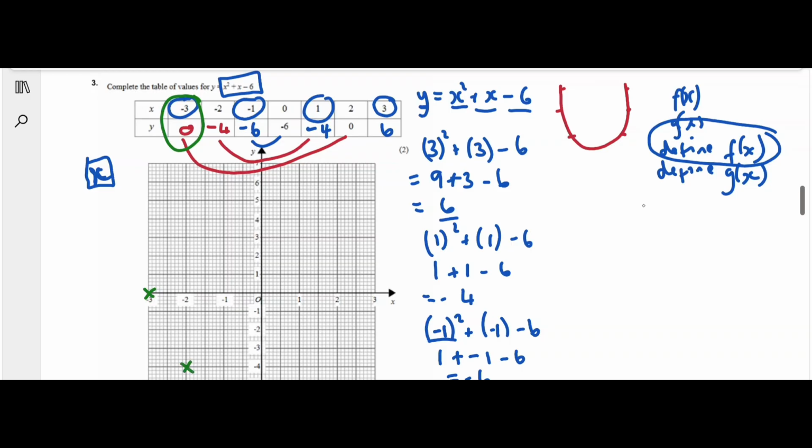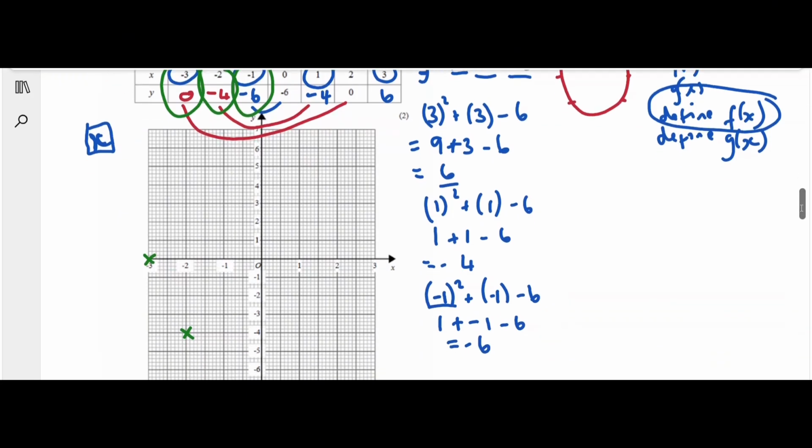That was my next coordinate here. Then -1, -6. Now I'm going to have to go down a bit because we can't see the rest of it. There we are. -1, -6 is there. And then my next one here is 0, -6. 1, -4.